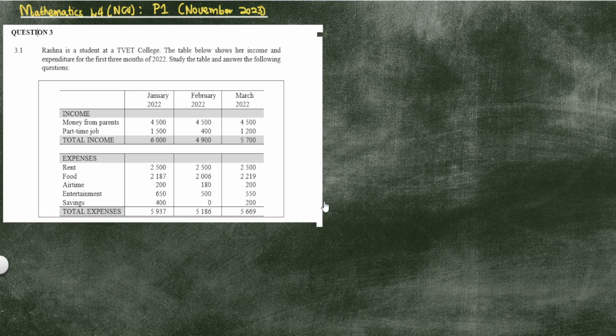Okay, for this question 3, coming from this November 2023 question paper, it's a question on module 3, financial documents. In this particular question, for the 3.1, we have income and expenses. It's a table separating the two transactions. Income is money coming in. Expenses is how the money is spent. So it's basically a budget, right? It's basically a document on a budget.